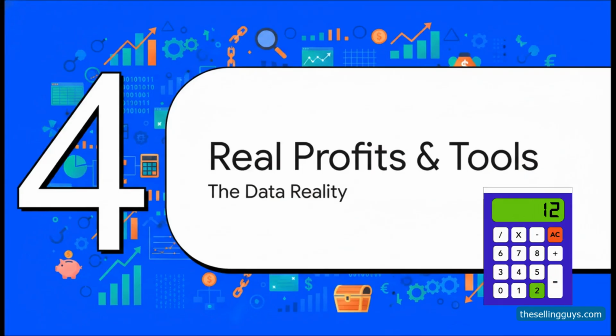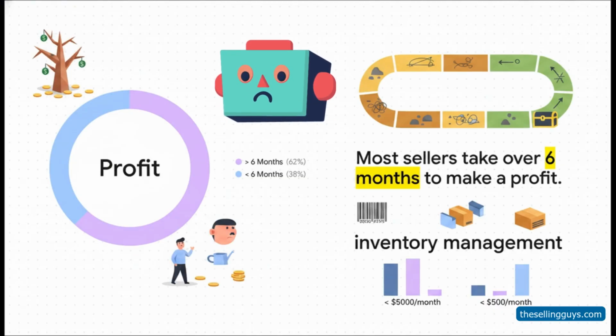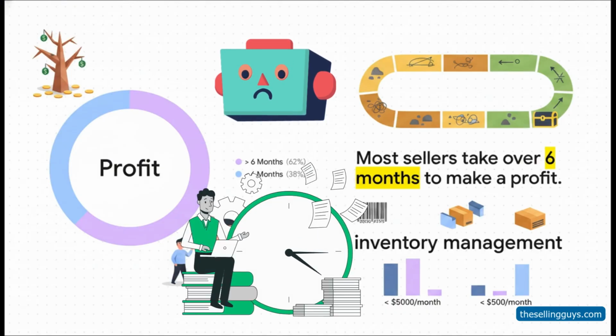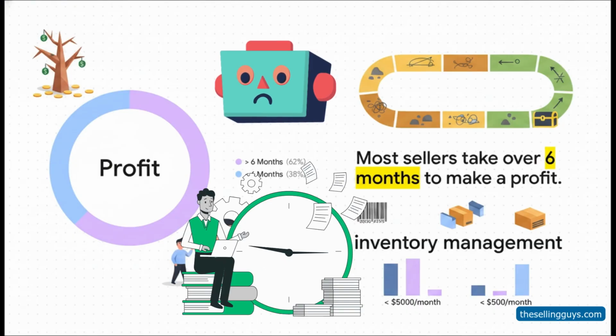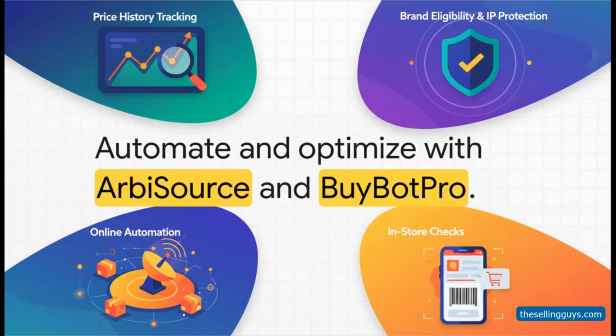Section 4, real profits and tools, the data reality. We need to strip away those get-rich-quick myths. The data shows a pretty stark reality here. 62% of sellers took longer than 6 months just to make a profit. Plus, 70% of Amazon retail arbitrage sellers are making less than $5,000 a month. This is not some magic money tree. It takes serious, sustained hustle and a real willingness to push through those initial difficult months. And because it's tough, you absolutely can't guess. You need the right tools.